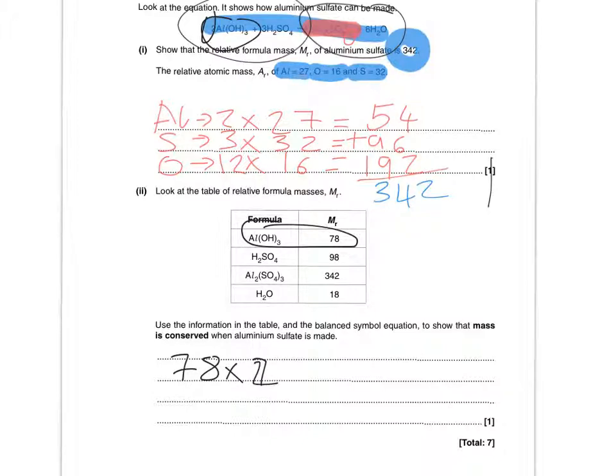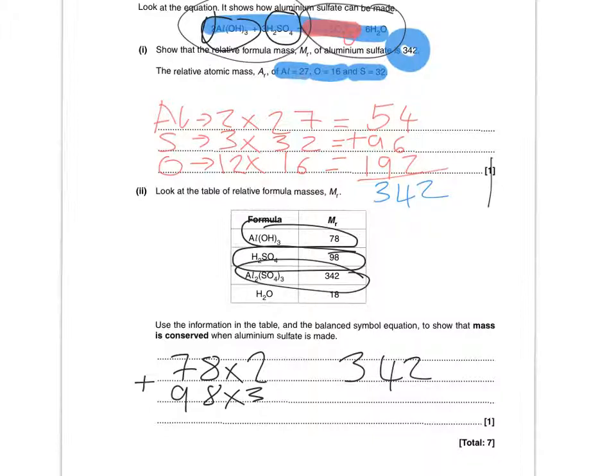There's a 2, sorry. Let's try that again. 2. Then we look at the next one, so we add on to that. We've got our second group, H2SO4. But again, there's a 3 at the start, so we've got 98 times by 3. Then at the back end, we can see that obviously Al2(SO4)3, we did all that hard work to work that one out. So that's 342 by there.